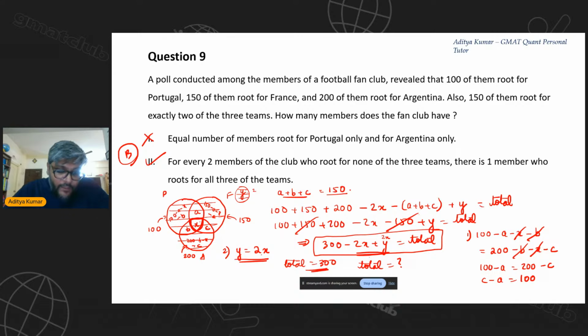I finished the Venn. The advantage finishing the Venn gave me was every region was represented by some algebraic term. It became easy for me to correlate with the statements. And I had an algebraic equation using the total that I could correlate and get to an answer. Got it? All right.